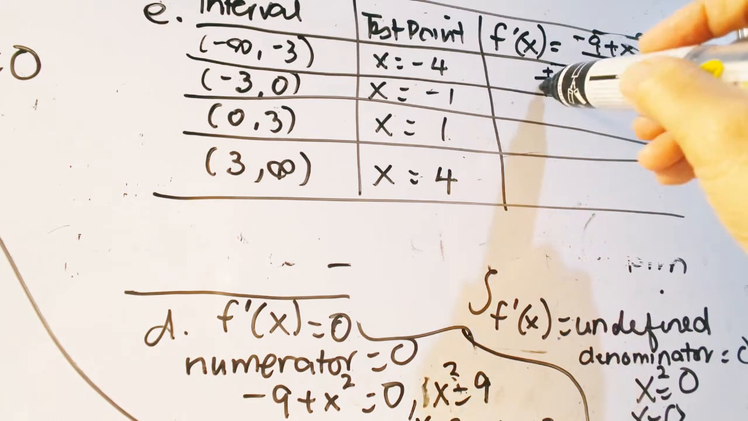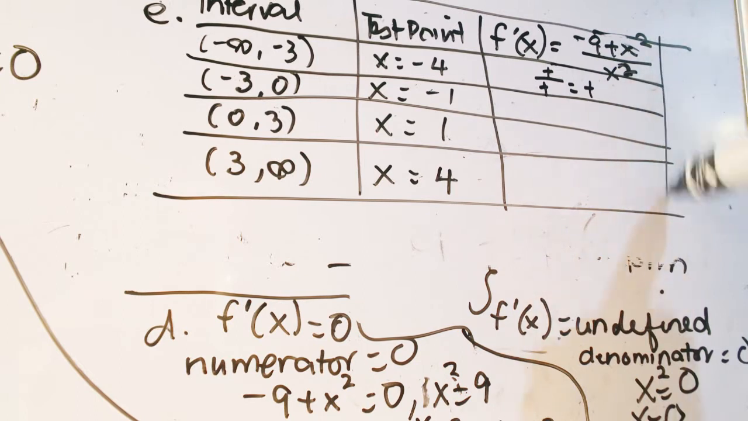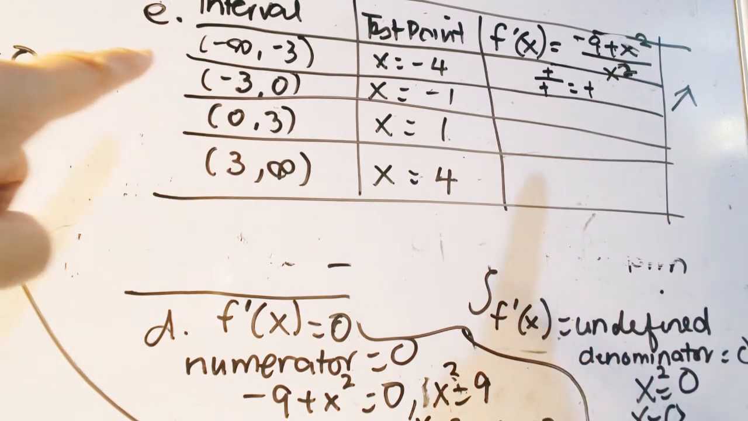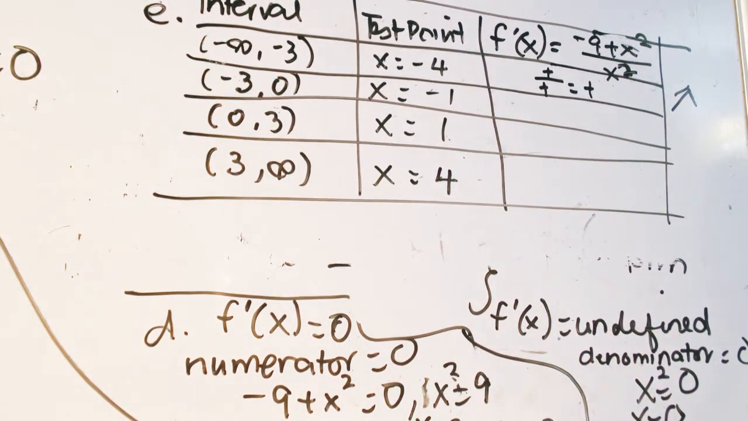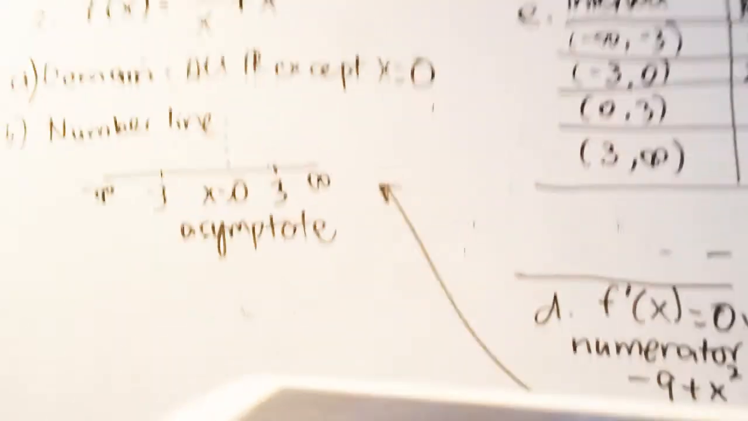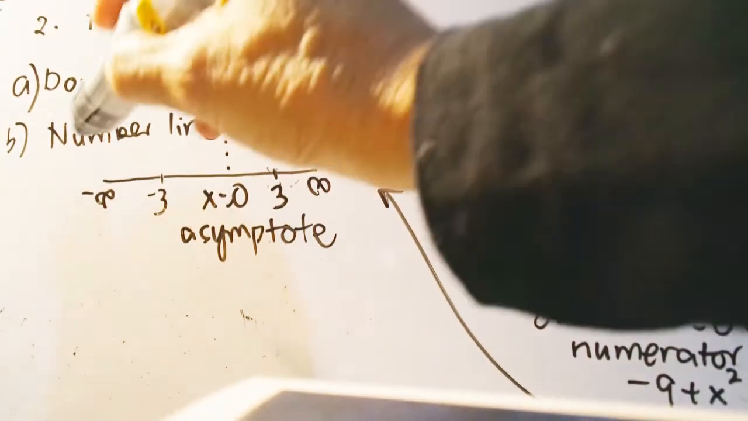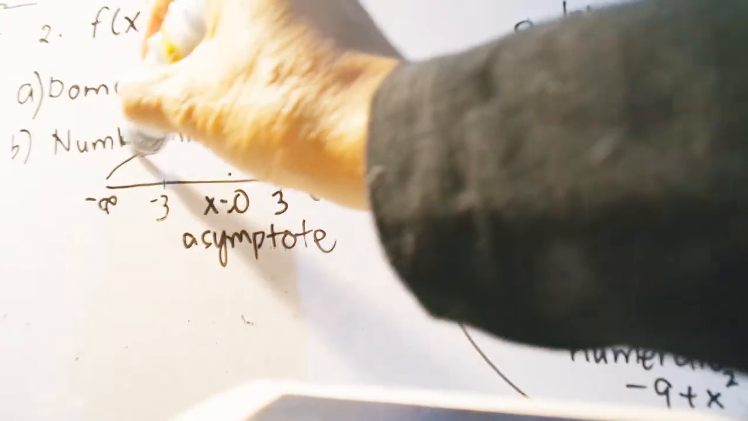Squared is positive, so positive, positive. This tells us that the function is going up. From where to where? From minus infinity to minus 3, the function goes up. So you draw minus infinity to 3, it goes up like that.